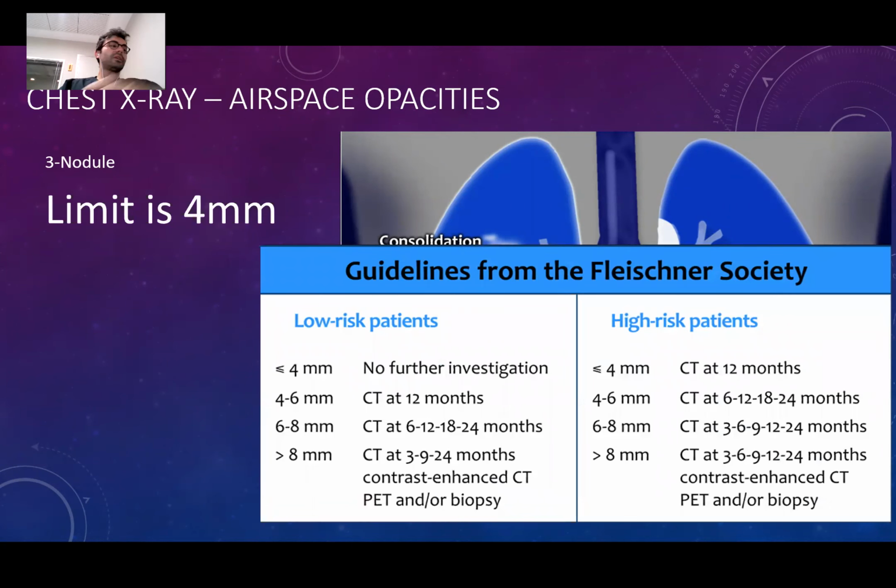When you're looking at nodules, one thing I would like you to know is the threshold. Hocam, I have a question. Yes. For lobar pneumonia, it can be sharp, or it can be consolidated. Oh, good question.